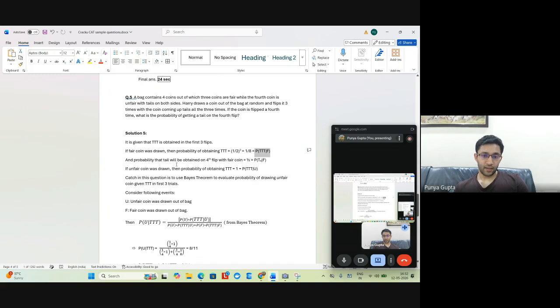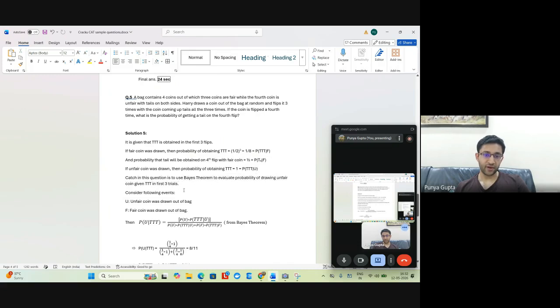The next thing is that the probability that tail will be obtained on the 4th flip with a fair coin is half. This is the probability that we will obtain a tail on the 4th flip, given that we chose a fair coin to begin with. And similarly, the probability of obtaining a tail on the 4th flip, given that we started with an unfair coin, will be 1.